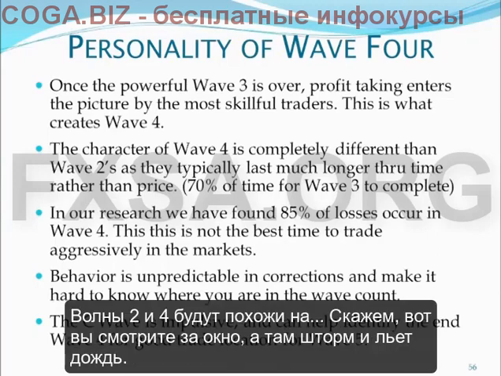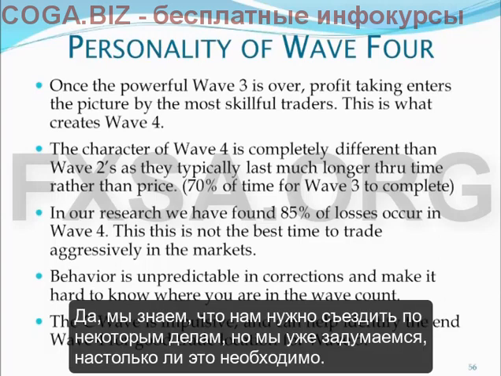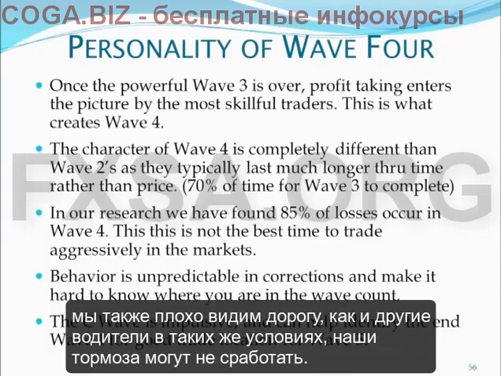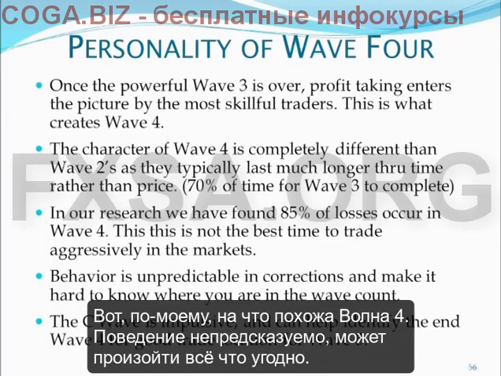In wave 2s or 4s, that would be like, let's say we look outside, it's storming, it's raining. We know that there's a couple errands we'd like to do, but do we really need to do it? We know the roads are not as safe, driving conditions are different, we can't see as well, other drivers don't drive as well, our brakes don't react. To me, that's what a wave 4 is like. It's very unexpected behavior, kind of anything can happen.